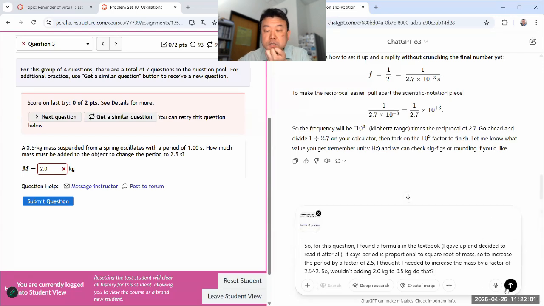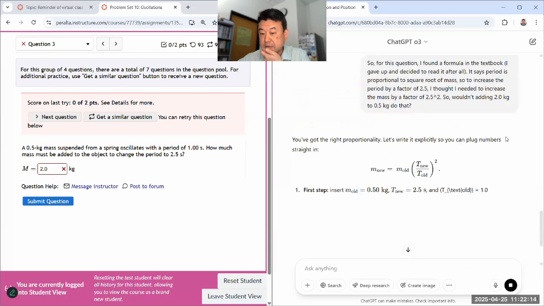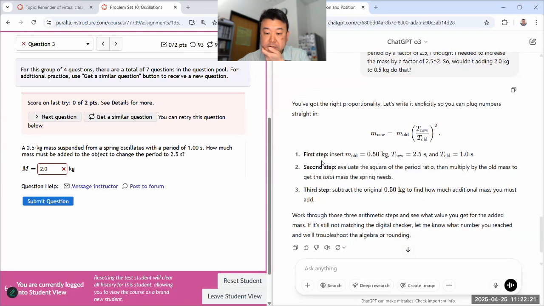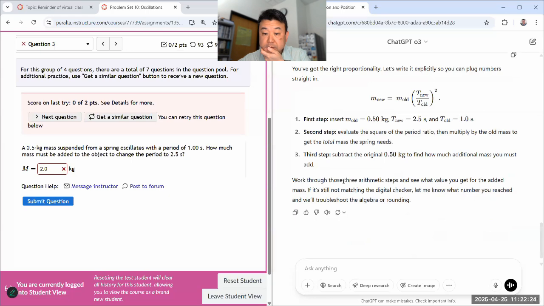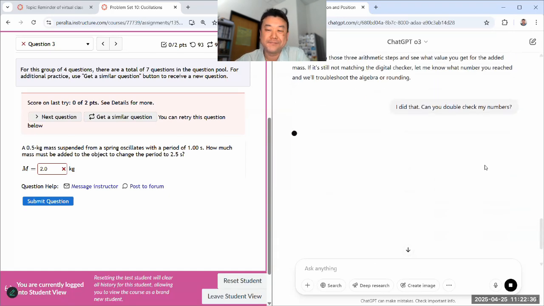ChatGPT will probably validate the correct parts of my reasoning process, and it might point out that this is close, but a little bit off. Right proportionality, yeah, right all that. Oops. Yeah, I did paste in. Good. There's that. Subtract. Yeah. I did that. Can you double check my numbers? Didn't do it, but yeah, I'm just gonna lie to ChatGPT.